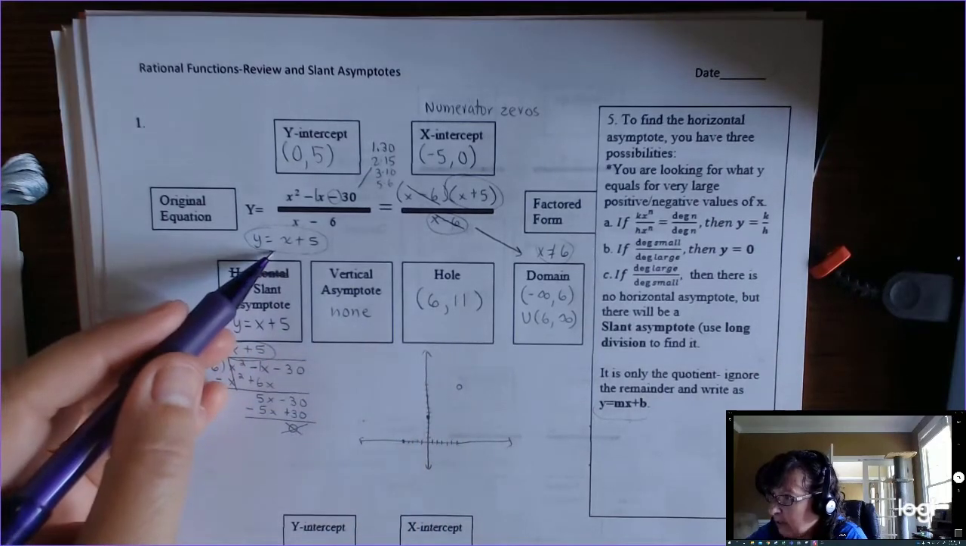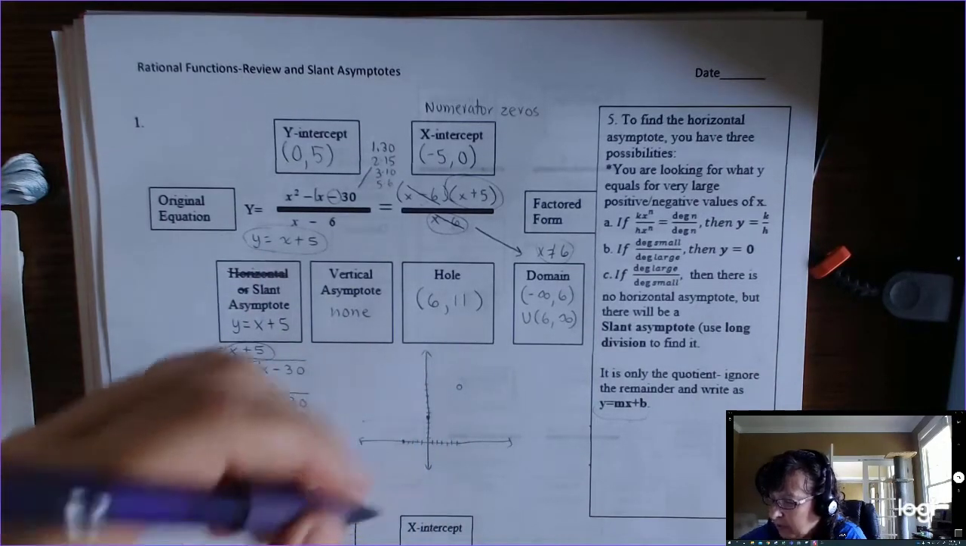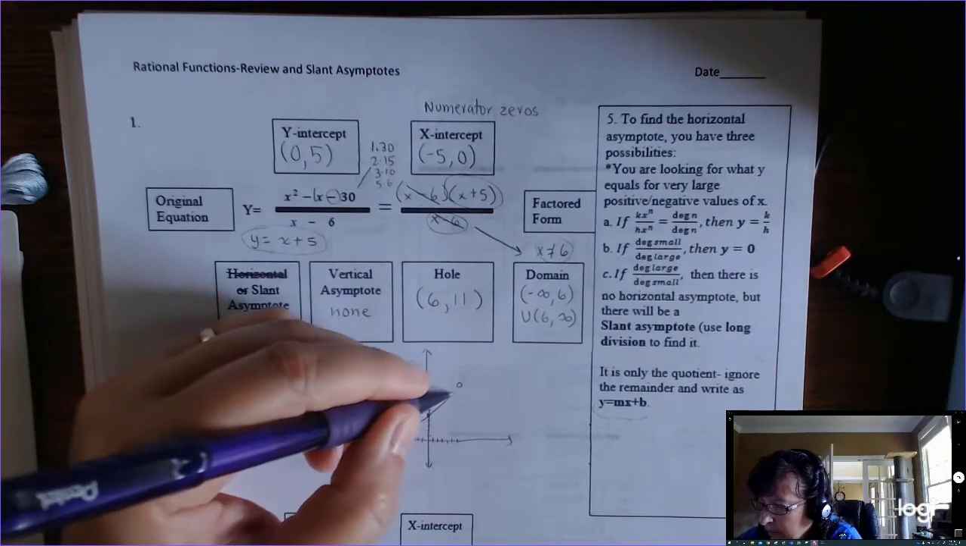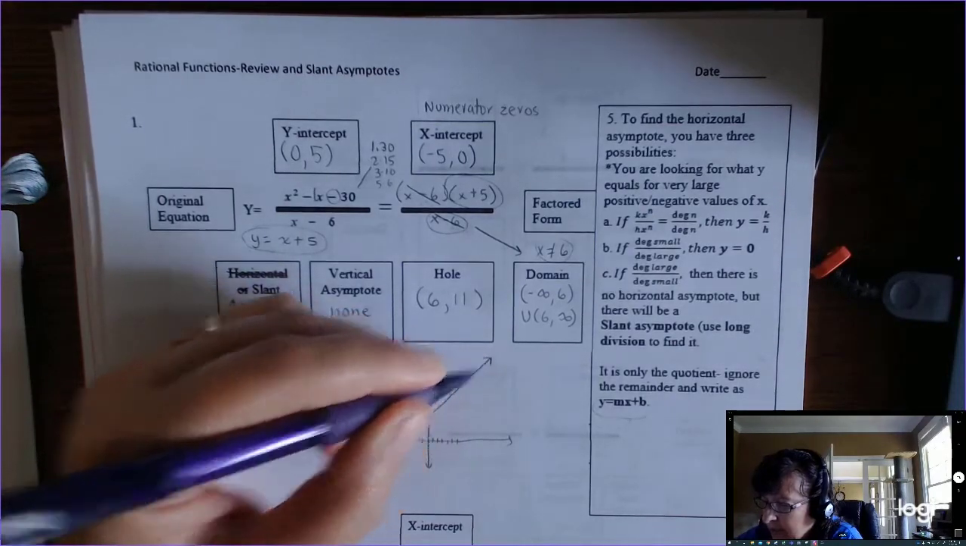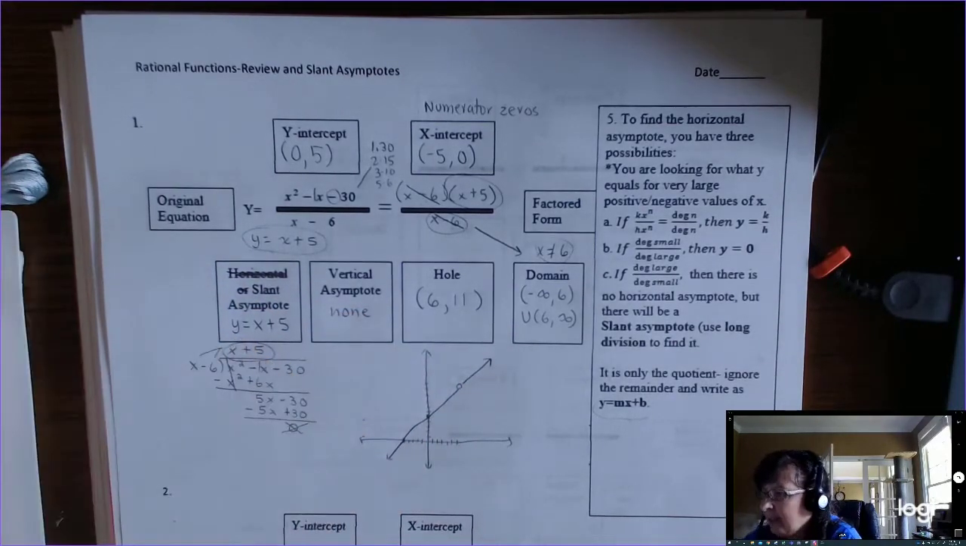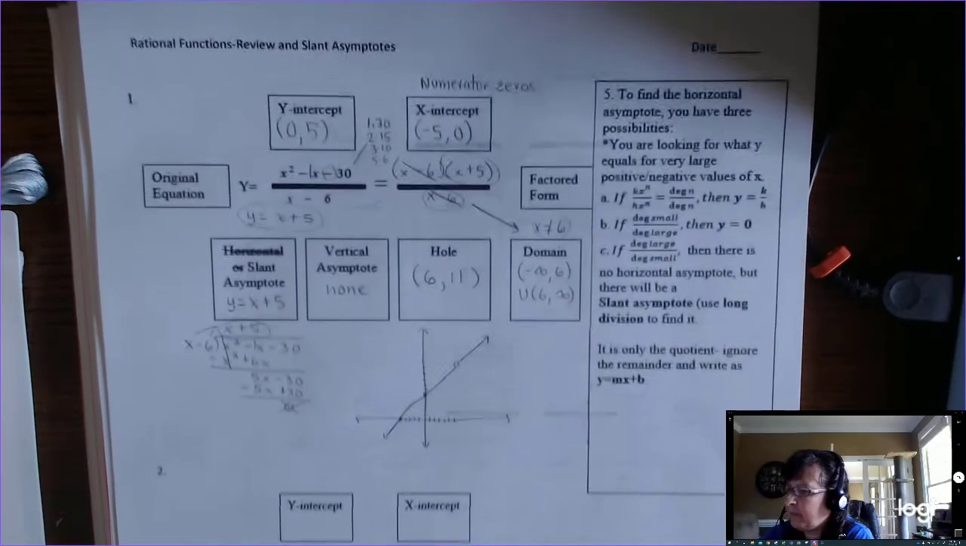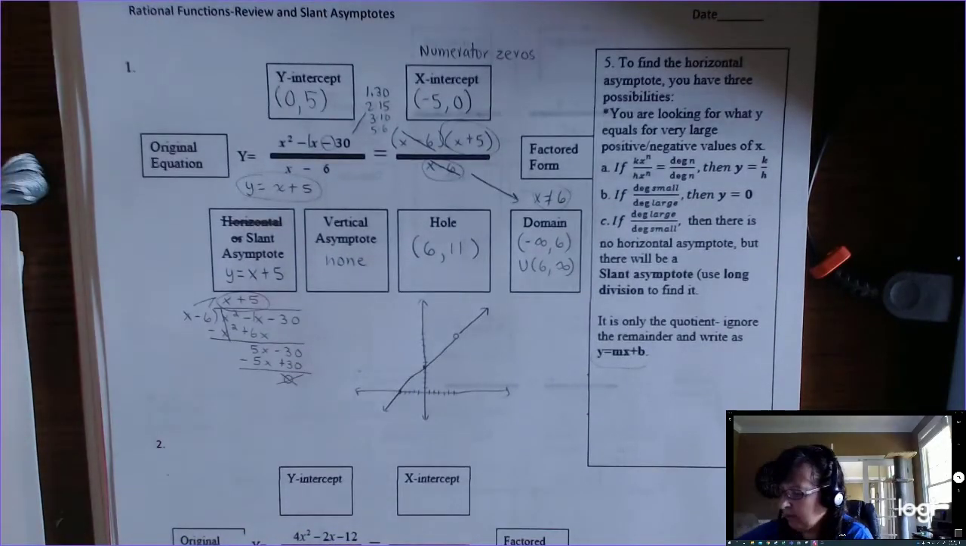And it's going to look like y equals x plus 5, so it's going to look like the line y equals x plus 5, except there's a hole at 6, 11. Those are my favorite to do, even way back since high school. Alright, so let's look at another one.